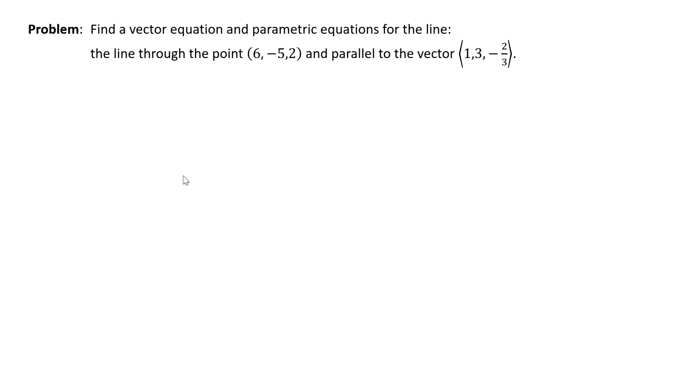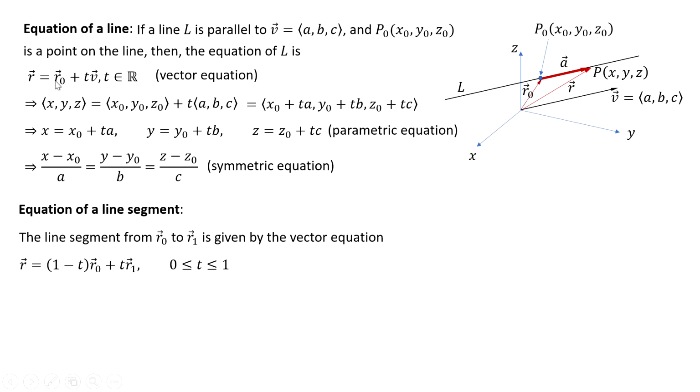Cool. Now let's solve some problems just to add some solidity to our understanding. Find a vector equation and parametric equations for the line. Let's recall what vector equations are. A vector equation is r equals r sub 0 plus tv, or if you want, x sub 0 plus ta, y sub 0 plus tb, z sub 0 plus tc; either one of them we can call a vector equation. And the parametric equation is x equals x sub 0 plus ta, this one.